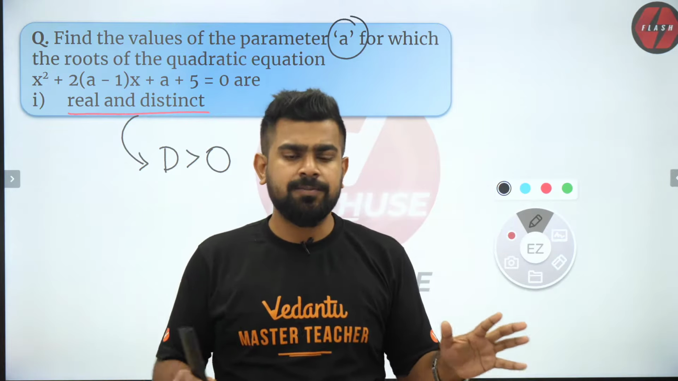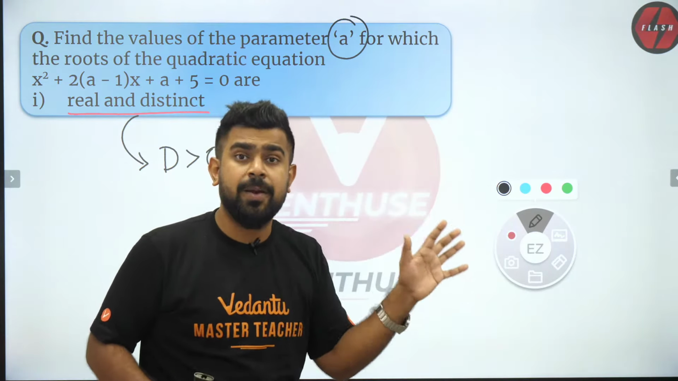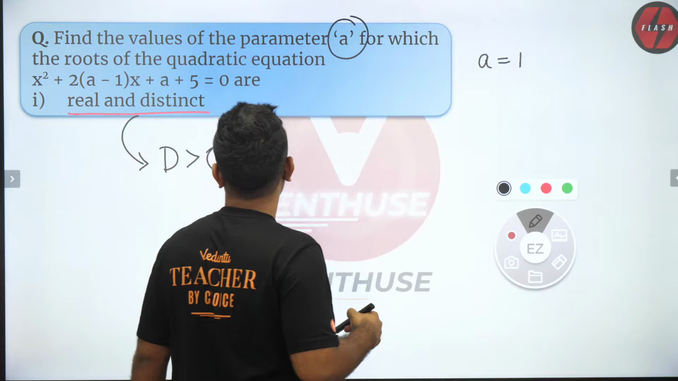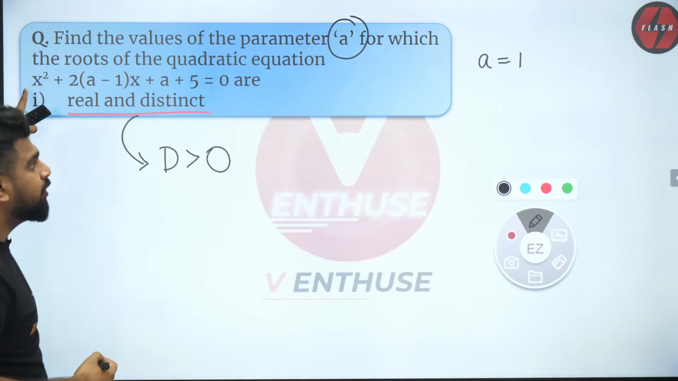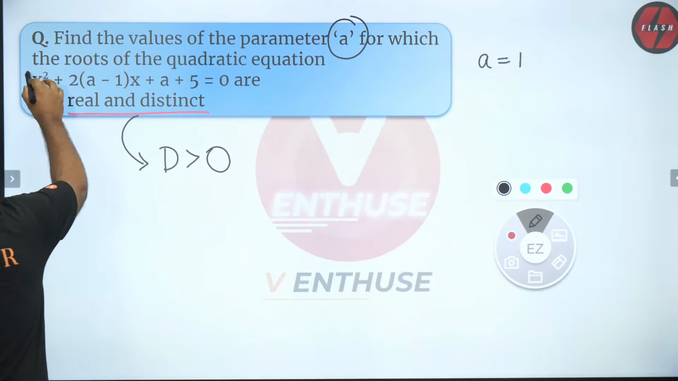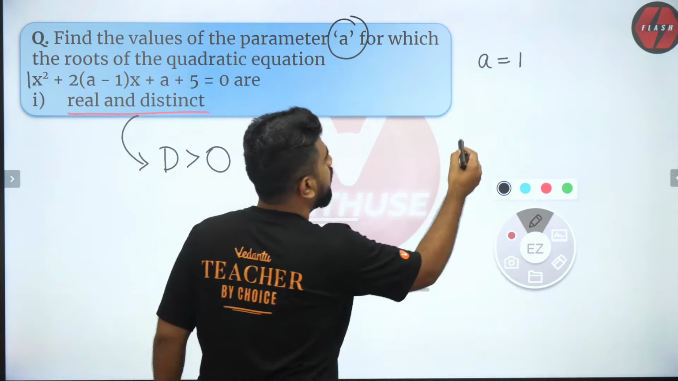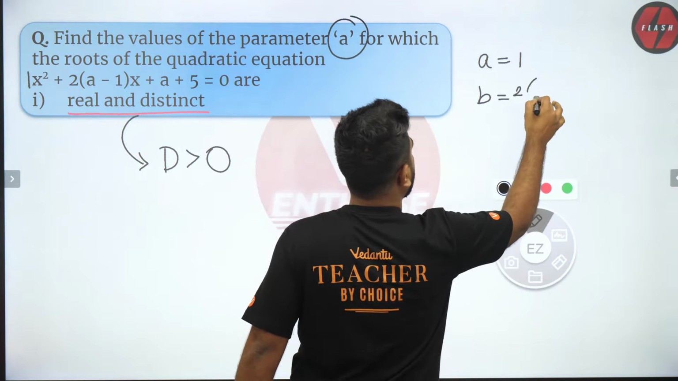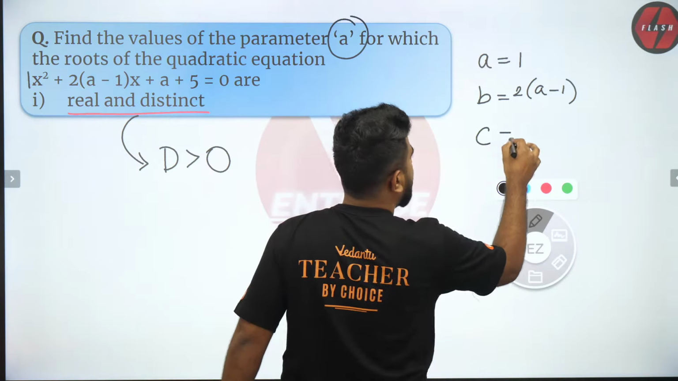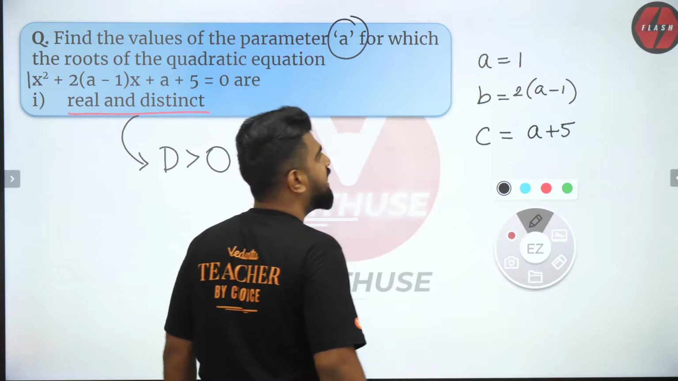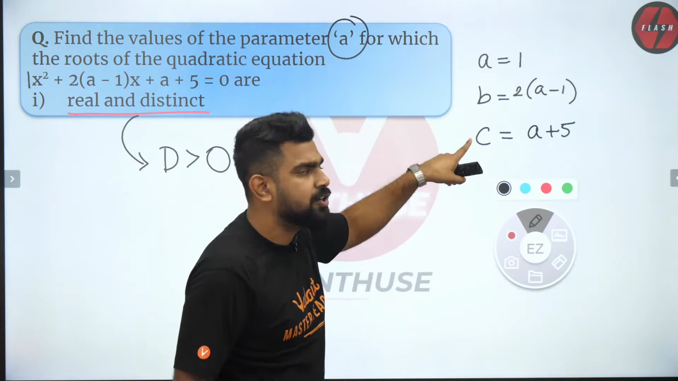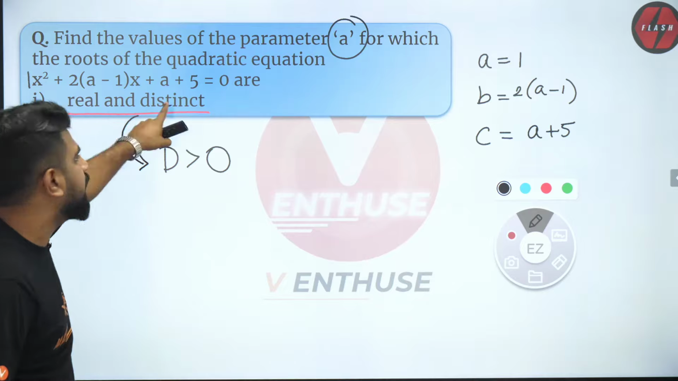See, whenever you get a question now, you should first list down whatever parameters that you have. So let me write it down. What do we have? We have our A is equal to 1. A is nothing but the leading coefficient. Okay, not the parameter A. Don't confuse. So the leading coefficient is 1, isn't it? And what is my B? My B is going to be 2 times of A minus 1. So I have my B as well. And what is my C? My C is equal to A plus 5. So these are my A, B and C, which are nothing but the coefficient of x square, coefficient of x, and this is the constant term for the quadratic equation given to me.